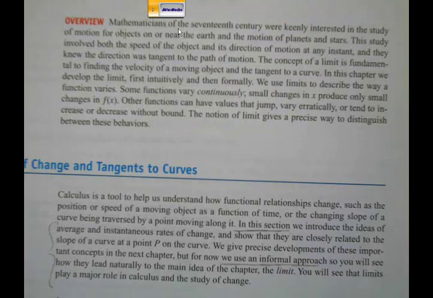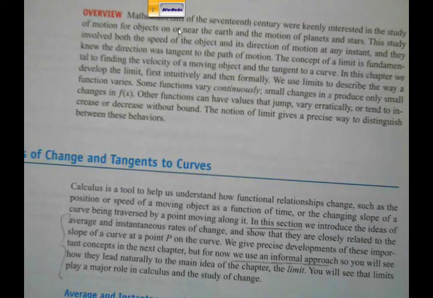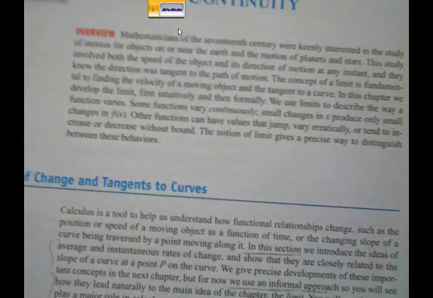Okay, here it is. It's a lovely paragraph of information, very well written right here. You can see the title, section 2.1, rates of change and tangents to curves. Calculus is a tool to be understood, blah, blah. It says, in this section we introduce the ideas of average and instantaneous rate of change and show that they are closely related to the slope of a curve at a point on the curve. So when we talk about instantaneous rate of change or average rate of change, you're talking about the slope between 2 points on a line. So average rate of change and instantaneous rate of change are slope values. And that's our goal, to find these slope values at points along a line. We get precise developments of these concepts in the next chapter.